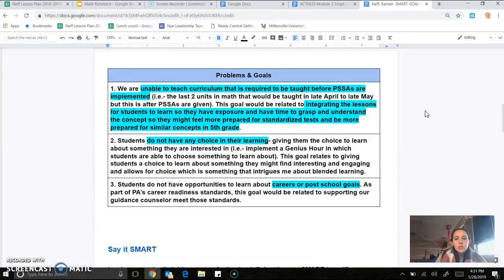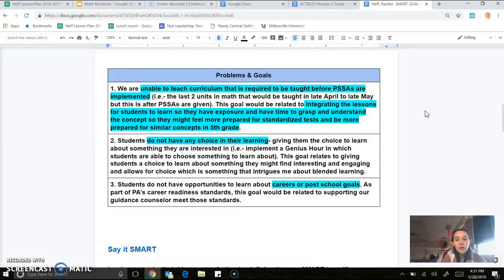Secondly, students don't really have a choice in their learning. I know they have a little bit more choice, and some of you responded to that on my Flipgrid, but there are still a lot of classes that they must take. So I would like to implement a Genius Hour in which students can choose something to learn about, and this goal would be simply giving students a choice.